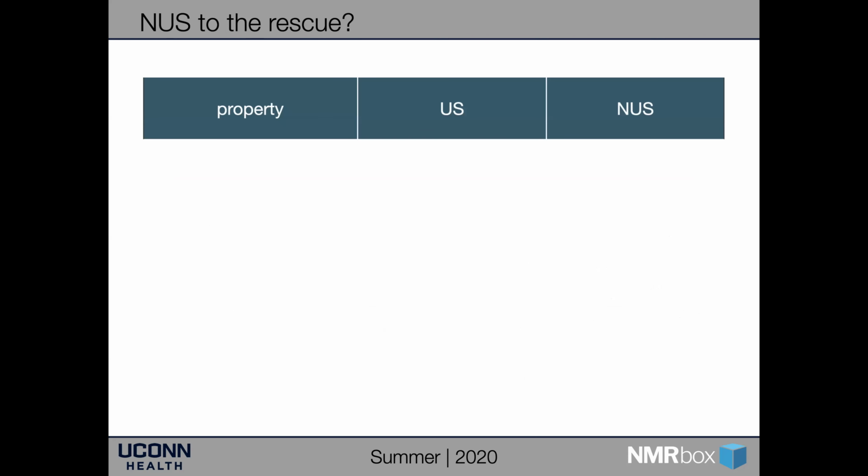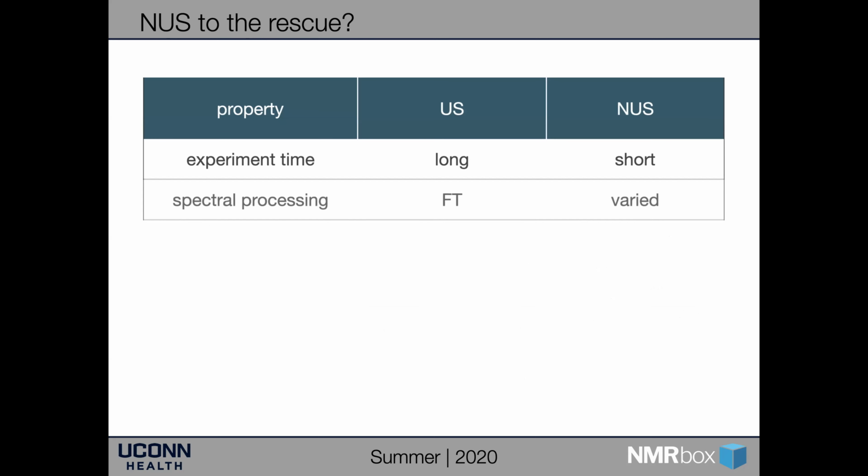So let's do a quick comparison and see if non-uniform sampling here can come to the rescue. As I just mentioned, uniformly sampled experiments can be prohibitively long. Non-uniformly sampled experiments can be arbitrarily short. When it comes to spectral processing, we've already seen the Fourier transform today. That's pretty straightforward. We understand how to use that. And as Jeff highlighted, with non-uniformly sampled data, there are a variety of reconstruction techniques that are available, and many of them can be a little bit complicated potentially to configure.